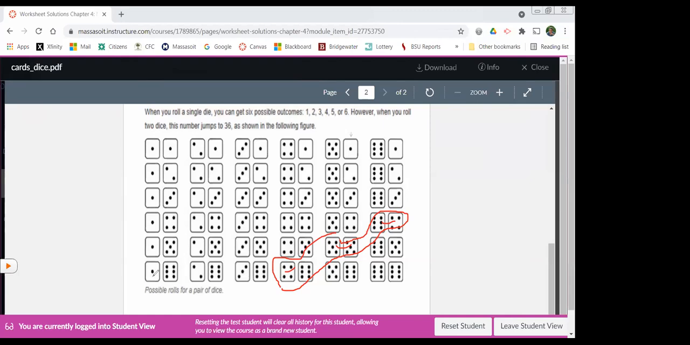The number that comes out the most is a 7. You get a 1 and a 6, a 2 and a 5, a 3 and a 4, a 4 and a 3, a 5 and a 2, and a 6 and a 1. There are 6 different ways, 6 out of 36 ways, of rolling a 7. If you've ever gone to a casino and played craps, 7 on the first roll is great. After your number comes up, if you roll a 7, you lose. And why is it 7? Because there are more ways of getting a 7 than anything else.